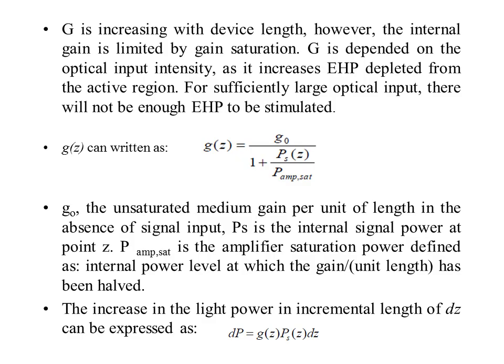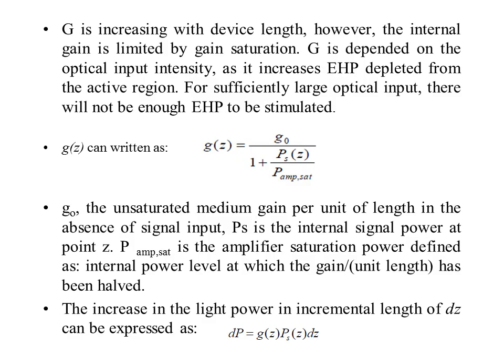So here, G is dependent on the optical input intensity. As it increases, EHP are depleted from the active region. For sufficiently large optical input, there will not be enough EHP to be stimulated. So here, the gain is increasing with the device length, but the internal gain is limited by the gain saturation. And also, it depends on the optical input intensity.